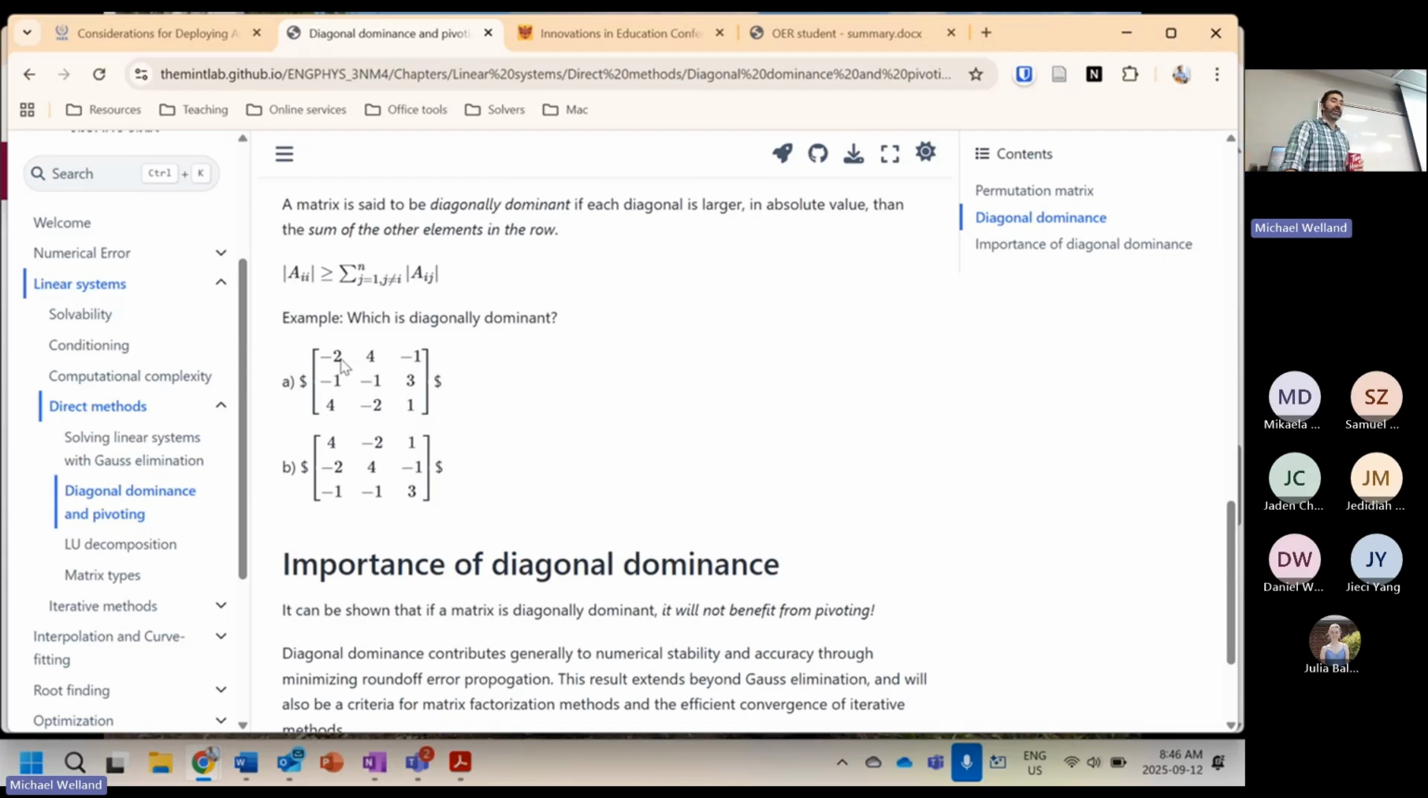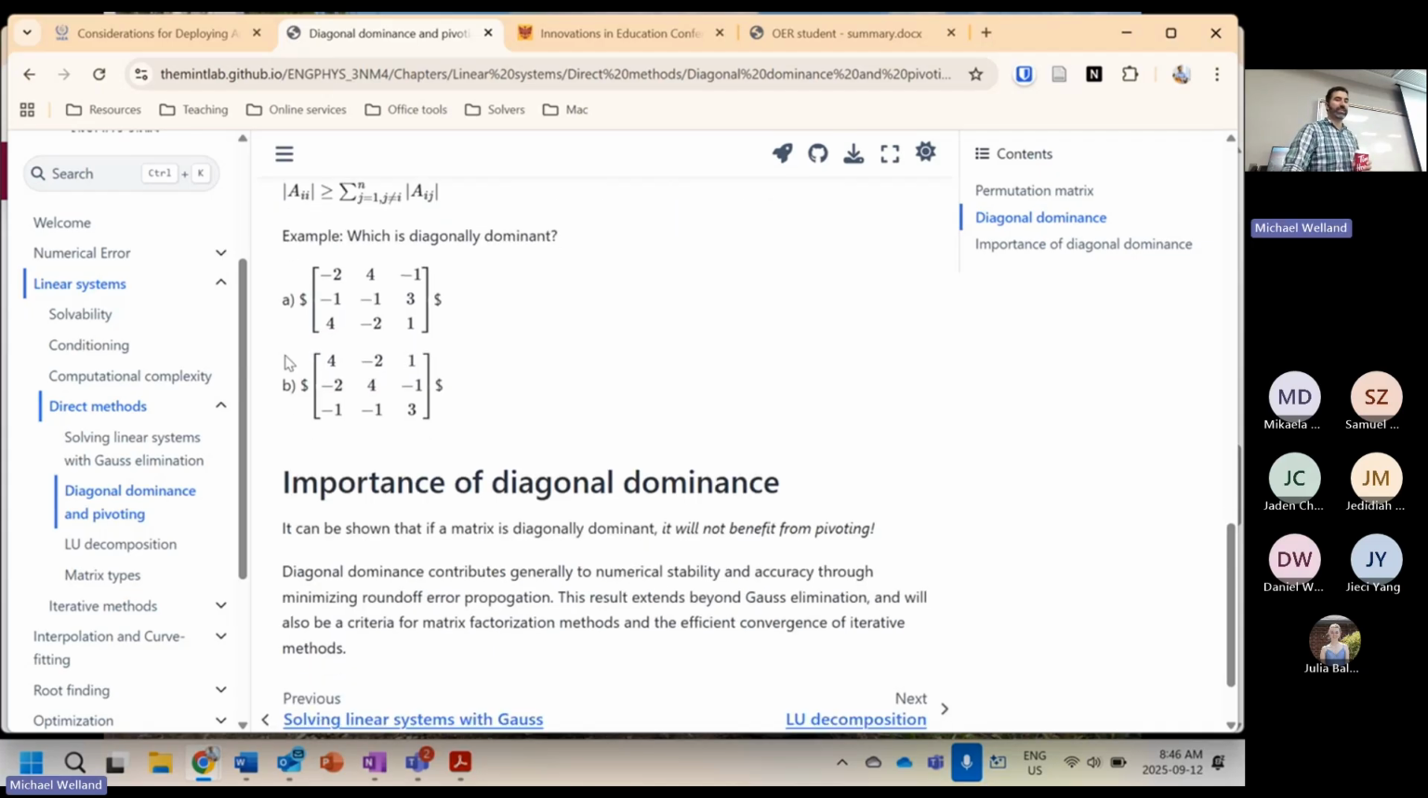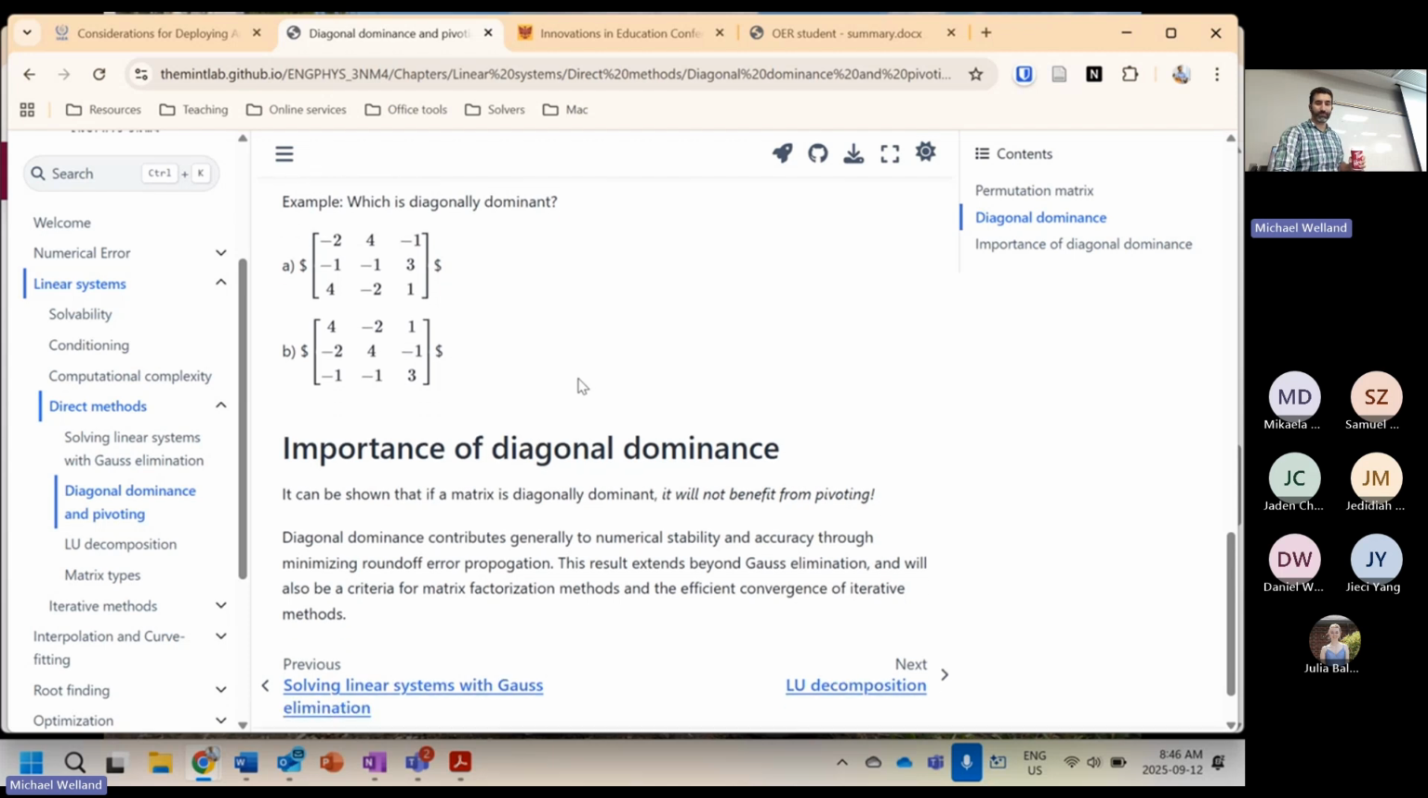This one is not, because 2 is not bigger than 4 plus 1. 1 is not bigger than 3 plus 1. Neither is 1 greater than 4 plus 2. Super easy to look at, right? This one is, and it's the same matrix. Your solution hasn't changed, but just by swapping these rows, you have effectively changed the behavior of this.